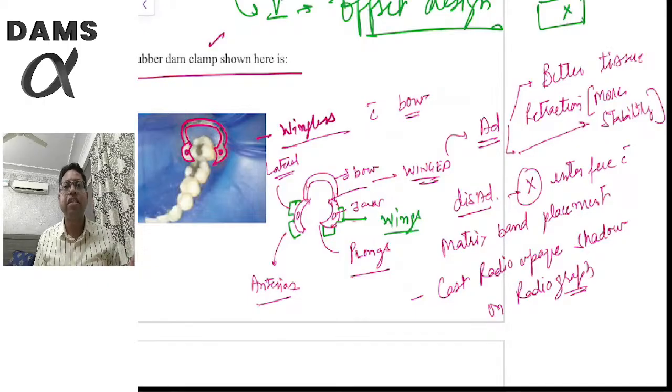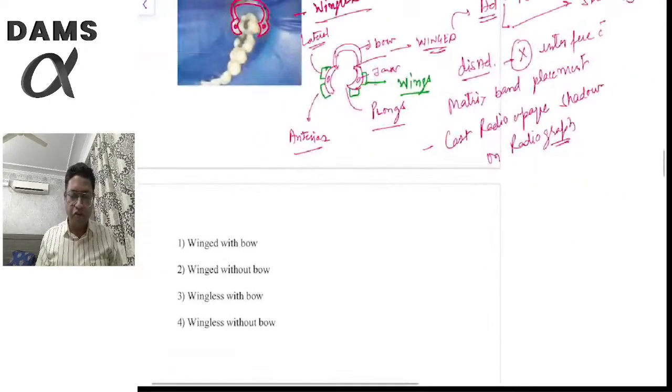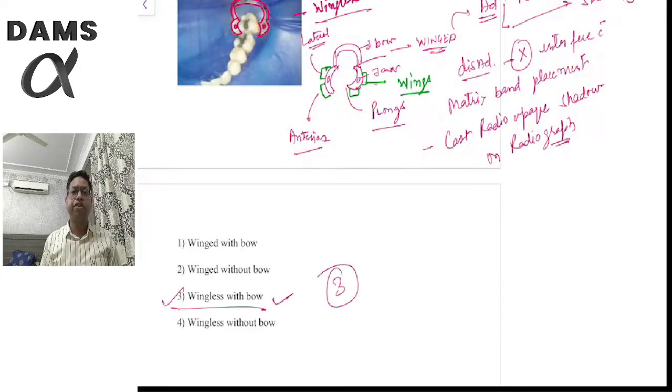So these are the advantages and disadvantages of your wingless and winged retainers. So what would be the answer? It is a wingless with bow. Option 3 would be the answer to this question.